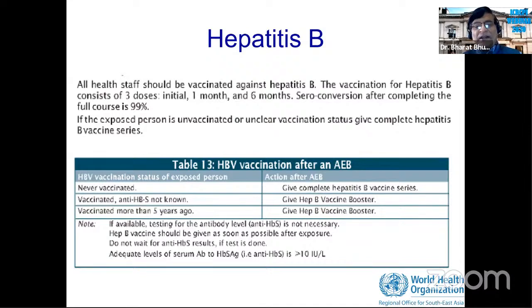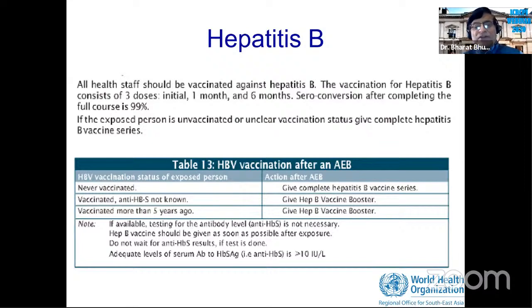99% of healthcare providers will seroconvert after this. But again, the guidelines recommend that you should do an anti-HBs titer, and if it is more than 10, it's okay. If it is less than 10, they should get a second course of vaccination. But the problem is anti-HBs titer is not freely available in government settings. But the comfort is that 99% of people will get seroconverted after 3 doses.